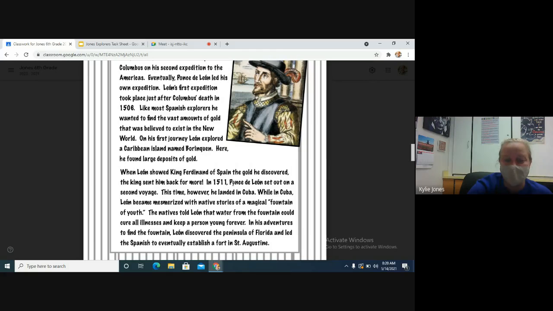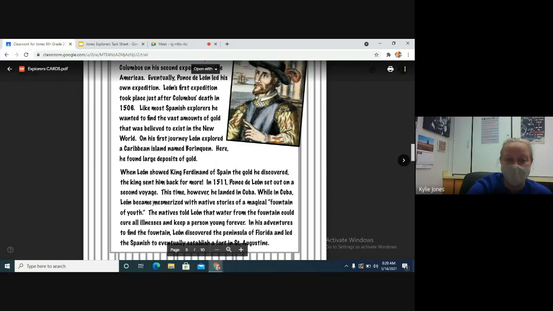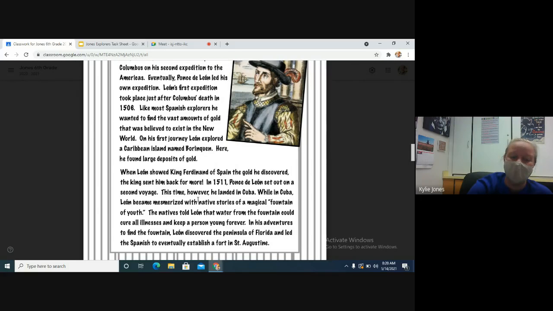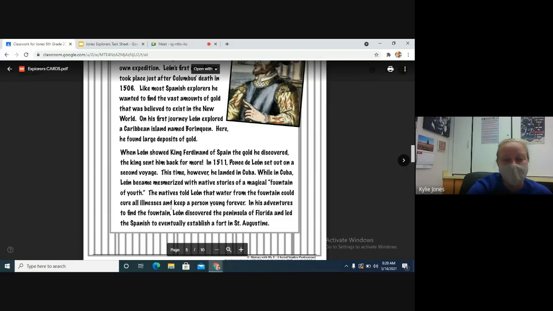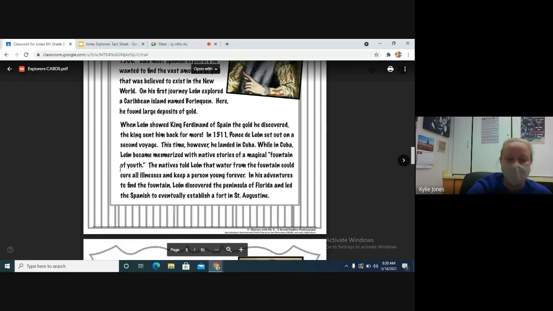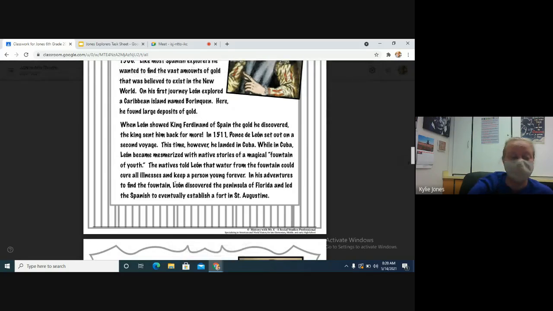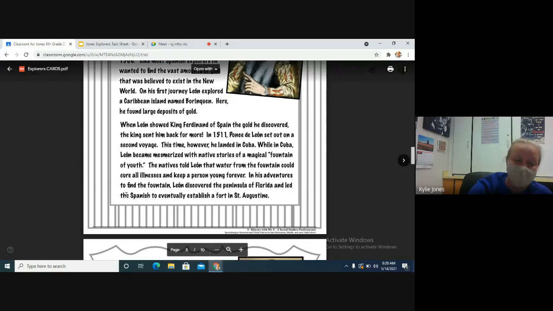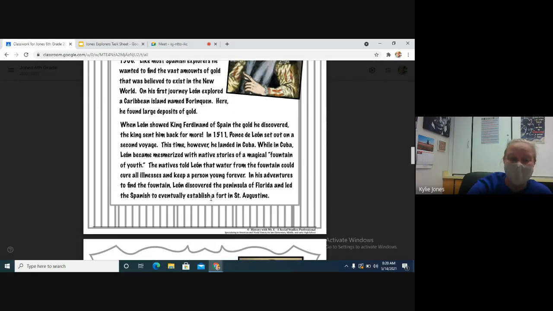In 1511, Ponce de Leon set out on a second voyage. This time, however, he landed in Cuba. While in Cuba, Leon became mesmerized with native stories of a magical fountain of youth. The natives told Leon that water from the fountain could cure all illnesses and keep a person young forever. In his adventures to find the fountain, Leon discovered the peninsula of Florida and led the Spanish to eventually establish a fort in St. Augustine.